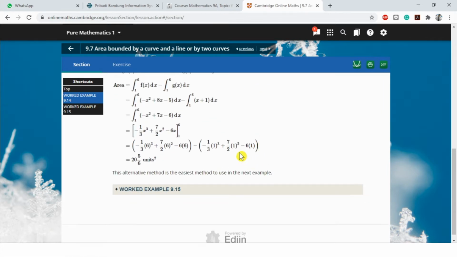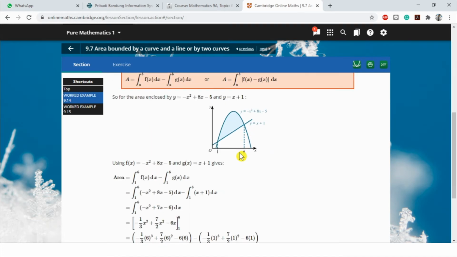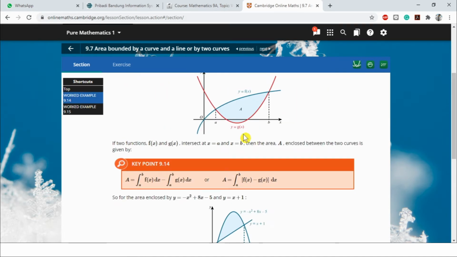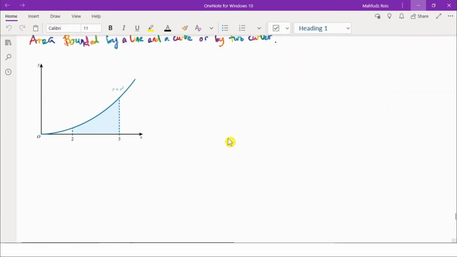Now, actually, what is the relation between this area bound by a curve and a line, or by two curves, with the previous subtopic, area under curves? Actually, it has no difference. I will show you why. All right, so you know this one, right? This is the area under the curve.